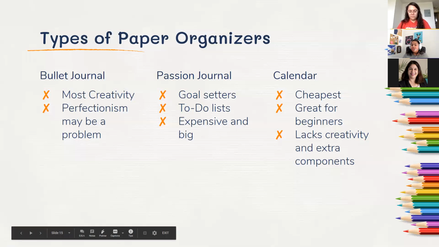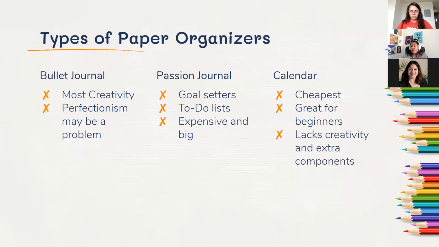So a passion journal is really good for those who are goal setters, has a lot of to-do list options on it. The con of it is that it's expensive and it's big. There are ways that you can get a smaller version of it, but for me, I like the big, so that's something that I enjoy. But if you want something small, this may not be for you. And then a calendar, of course, this is the cheapest.